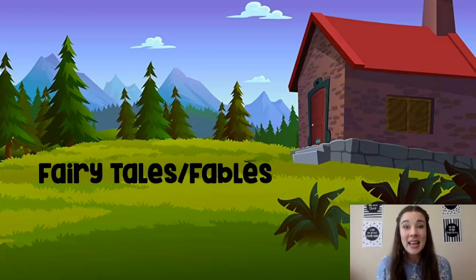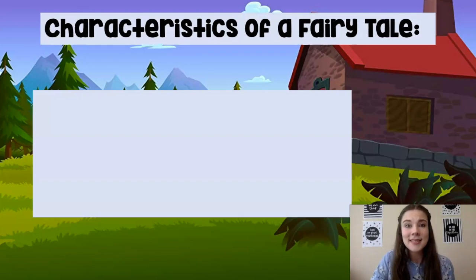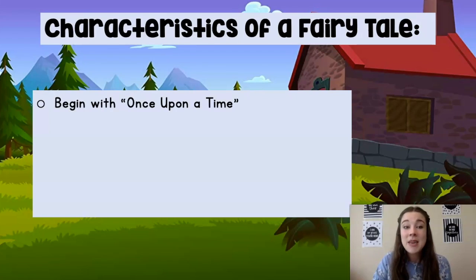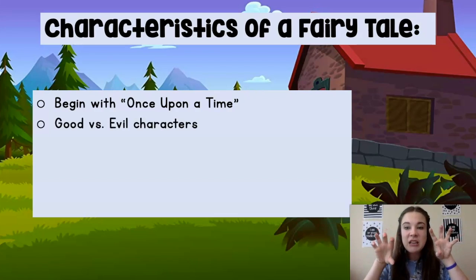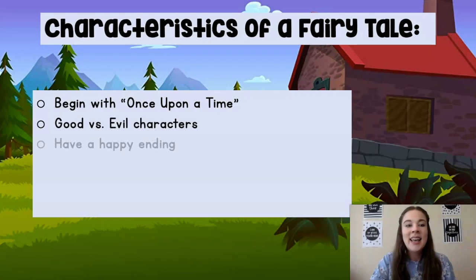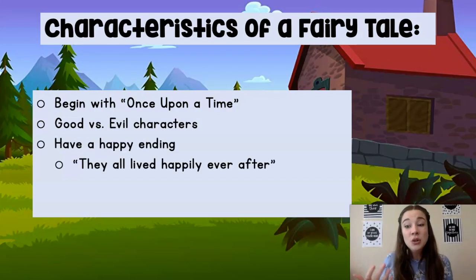But before we begin, I want us to think about what are the characteristics or elements of a fairy tale. So let's look. The characteristics of a fairy tale. They begin with once upon a time. They have good and evil characters. They have a happy ending, which usually says, and they all lived happily ever after. That's usually the happy ending that we hear about.